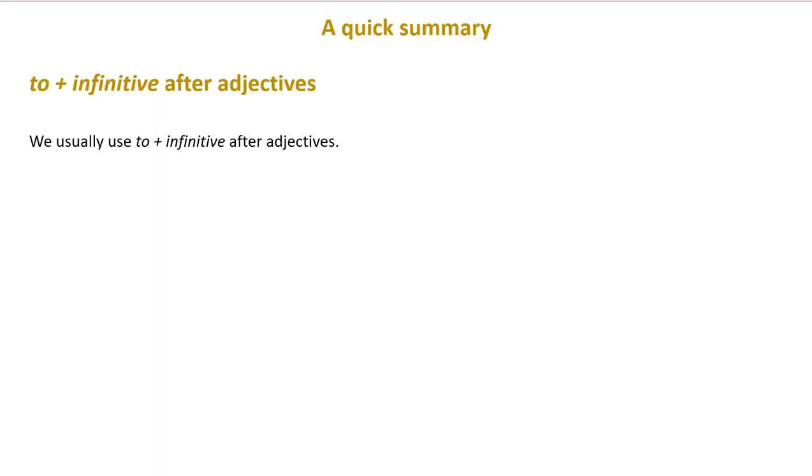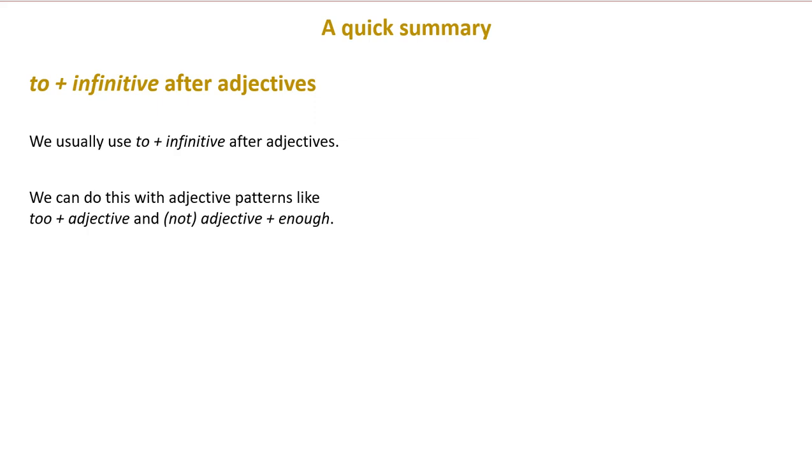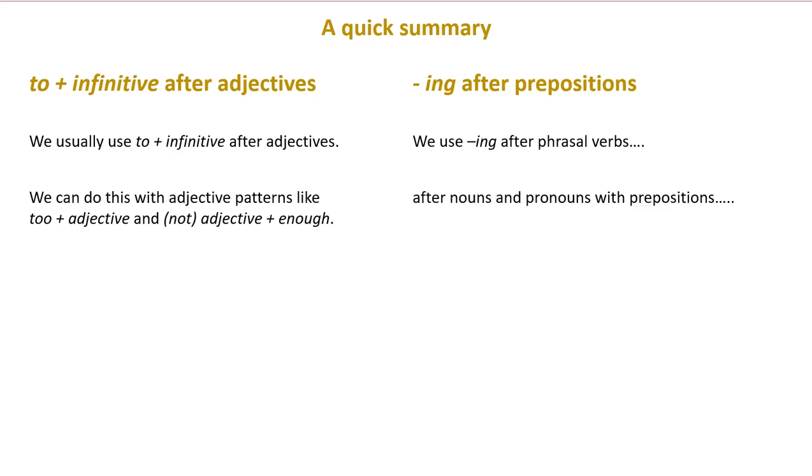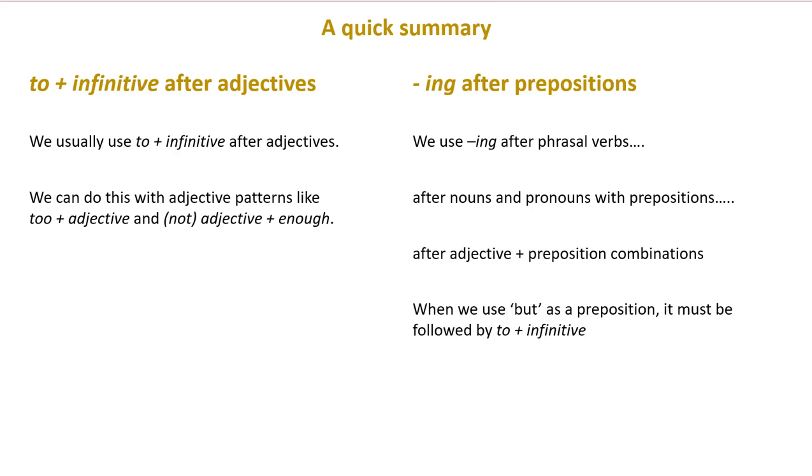Alright, so here's a quick summary. To infinitive after adjectives is fairly common, and we can do this with adjective patterns like to plus adjective and not adjective plus enough. If we look at the ing after prepositions, we use ings after phrasal verbs, after nouns and pronouns with prepositions, after adjective and preposition combinations, but when we use but as a preposition, it's followed by a to infinitive. And if you're feeling a little bit like, oh, I don't really understand this, don't worry about it too much. You can focus on the other 5 bits of information here. That will already be enough to make a difference.